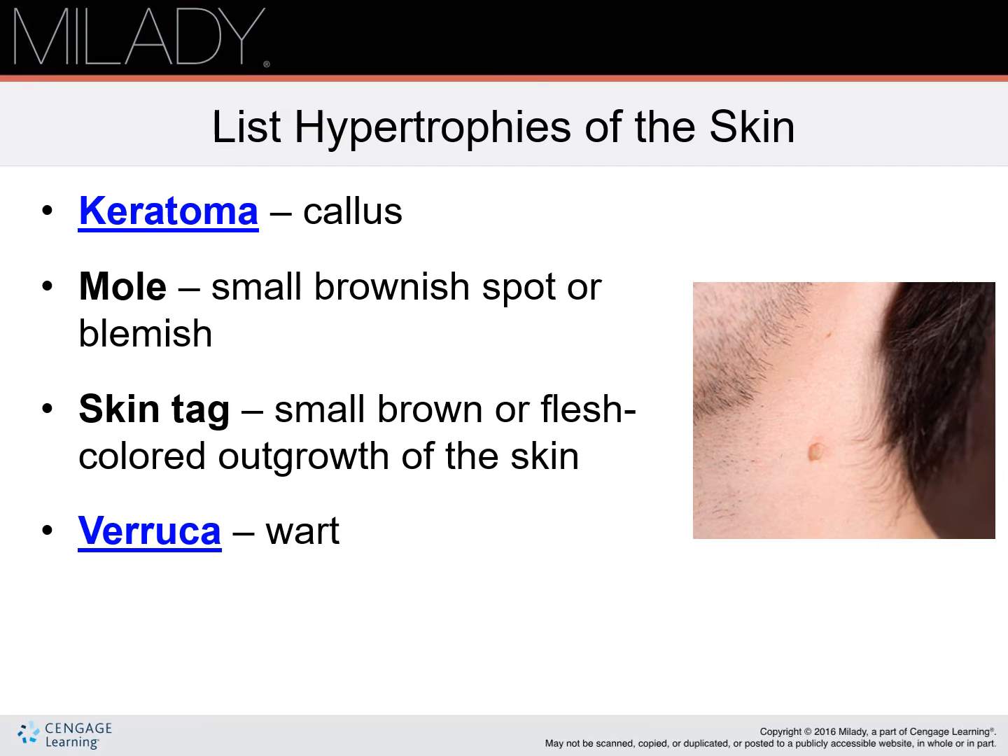A verruca. It is also known as a wart. That is a hypertrophy of the papillae and epidermis. It is caused by a virus, and it is infectious. A verruca can spread from one location to the other, particularly along a scratch of the skin. A dermatologist can be very helpful in removing and reducing the reoccurrence of warts.